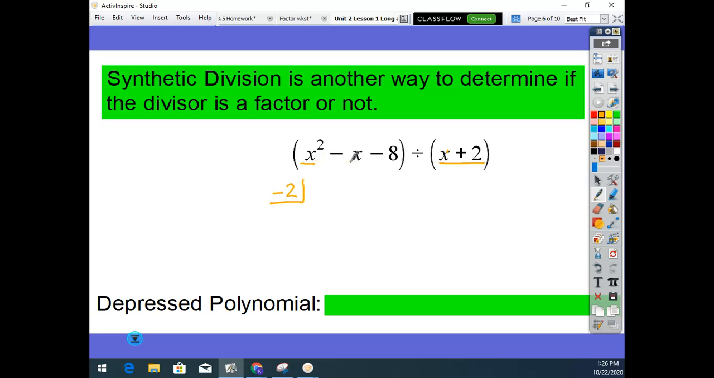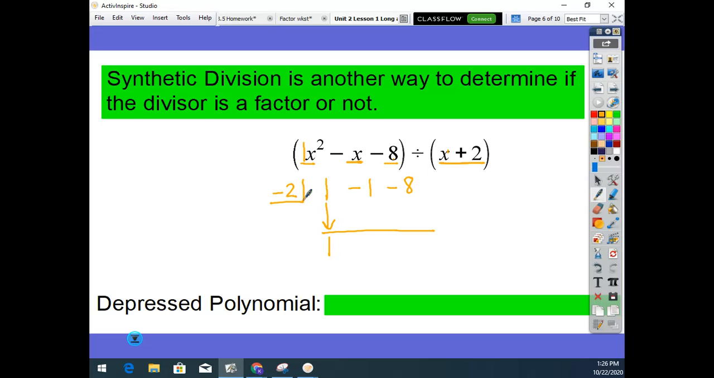Then I want the coefficients from each part here. X squared, the coefficient is 1. The x, the coefficient is -1. And the constant is -8. Leave a space, then draw a line. This is the part that actually isn't too hard once you learn it. The first step is to take all the x's out and write the numbers across here. All right, then we're going to take the first number and put it below the line.